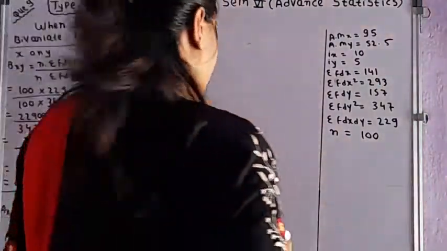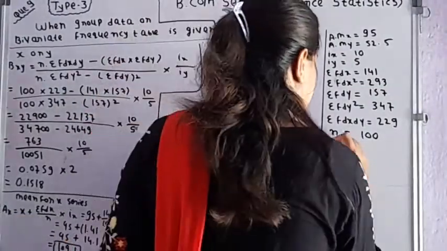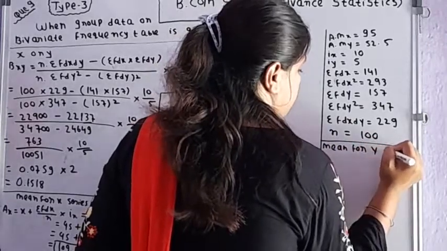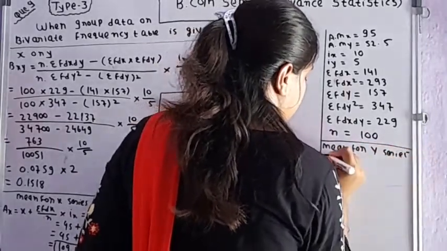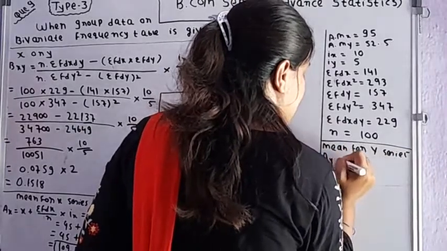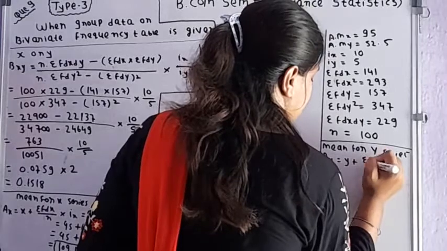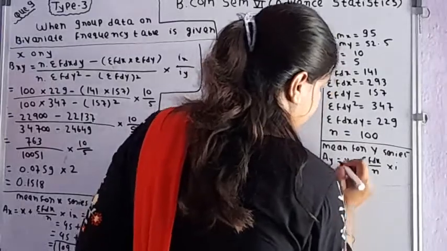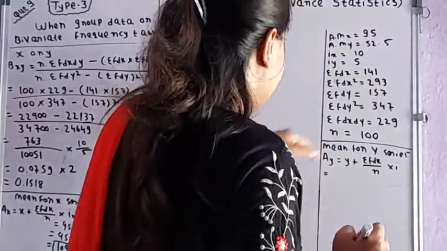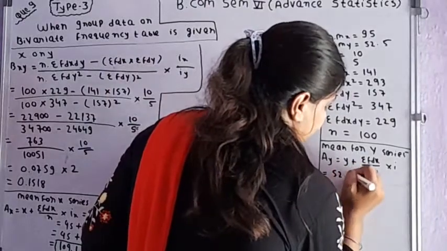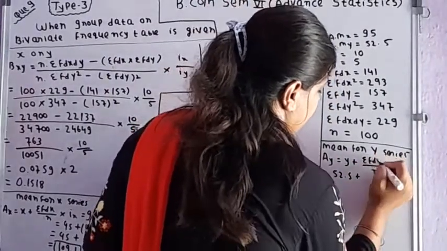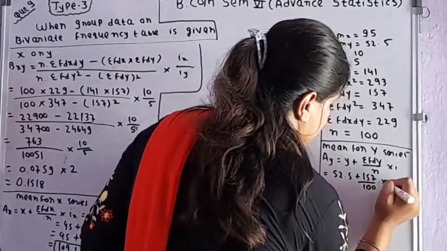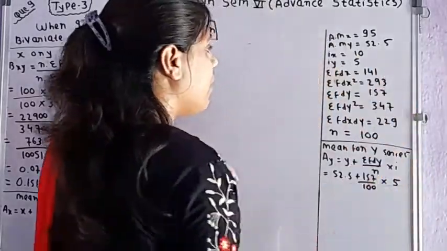At the same time we are going to calculate the mean for y series as well. Mean for y series, what's going to be the formula? Ay is equal to y plus summation f dy upon n into I. So y means the assumed mean of y series, which is 52.5. Summation f dy comes to 157. Number of observations 100, into I, the interval of y series, so it's 5.